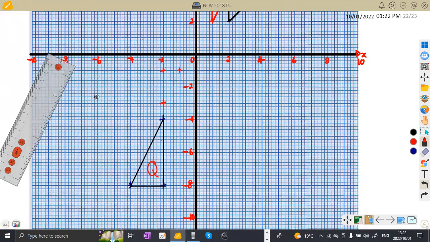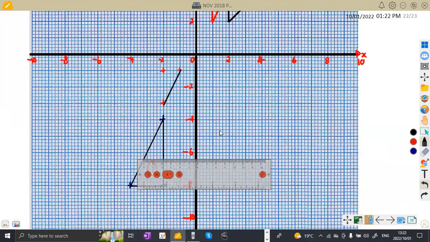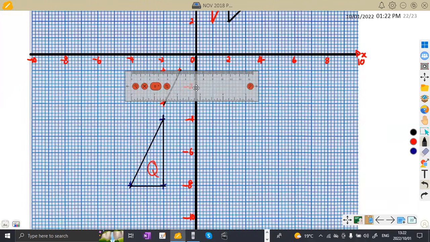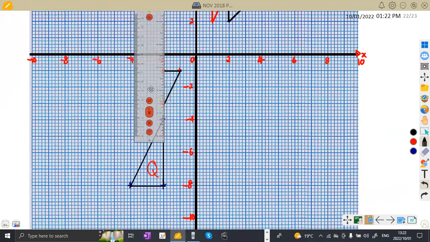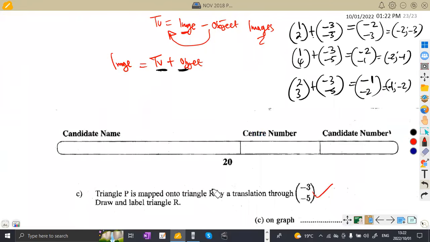All right, so all we need is to join our points, guys, so that we can have our image. So I'm just going to join the points. All right, so that's it here. Let's join these two also, and the last one. Right, just like that, you're done. So that was our image in this case. What is the name of this image? It's called R. So that was the triangle R in this case. You're done. Let's move on to the other one.